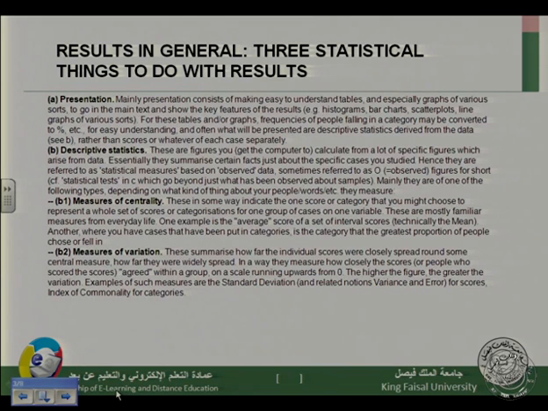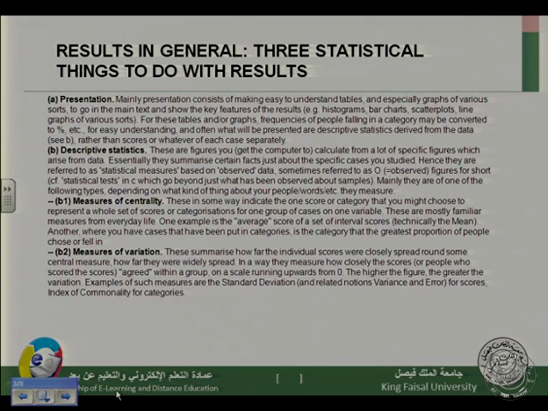For example, histograms, bar charts, scatter plots, line graphs of various sorts. For these tables or graphs, frequencies of people falling in a category may be converted to percentages for easy understanding, and often what will be presented are descriptive statistics derived from the data rather than scores or whatever of each case separately. So what does that mean?